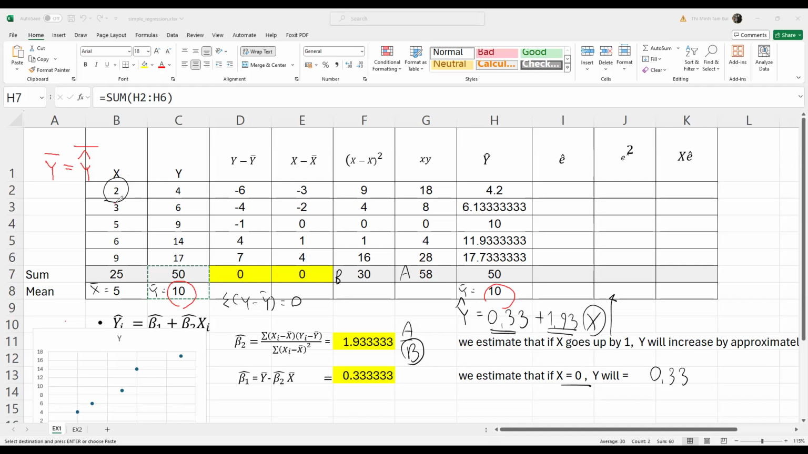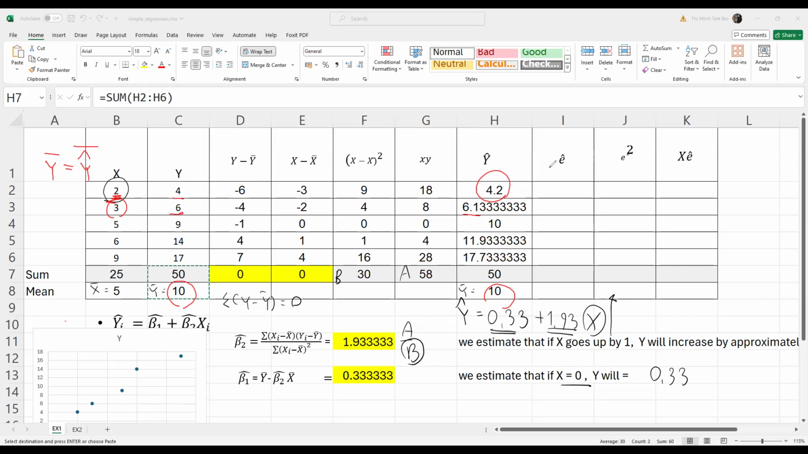If x equals 4, the real data is 4, but the forecast from our model is 4.2. Again, if x equals 3, the real data is 6, but our model predicted 6.13. So they all have a small error, right? So we then calculate the error here.